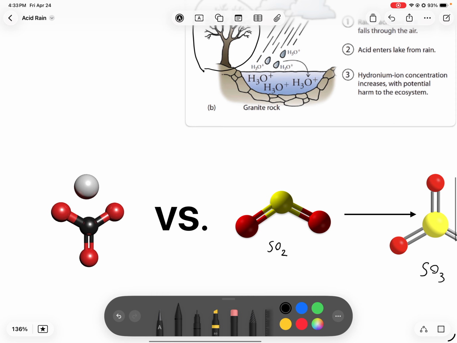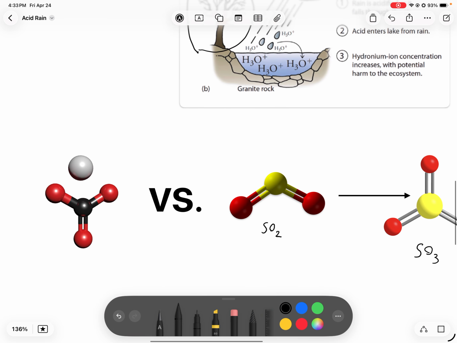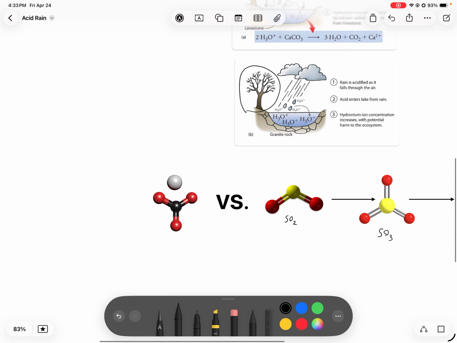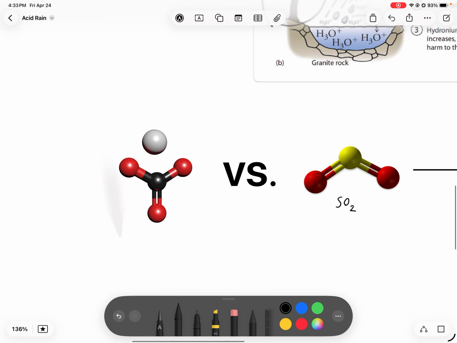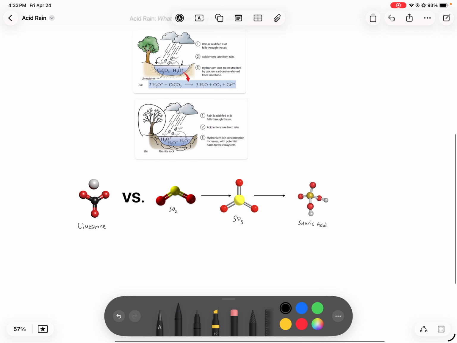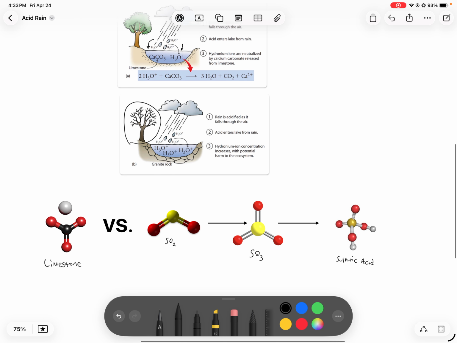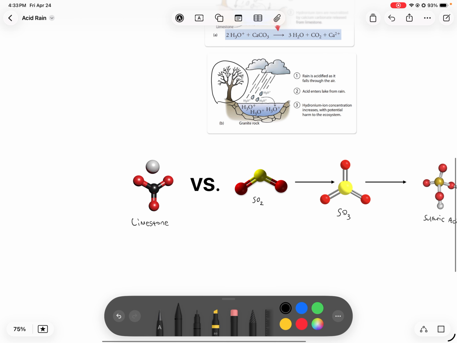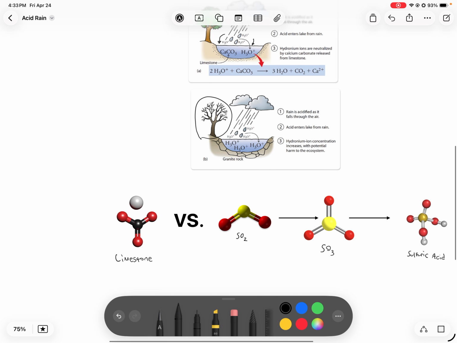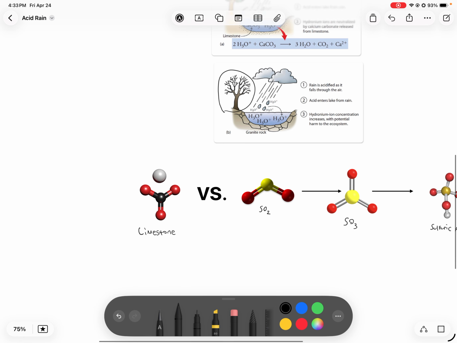Okay, so ultimately, the battle of acid rain comes down to this. We've got your limestone here. This is the 3D model of limestone for reference. And that's trying to keep out all of our harmful compounds. The sulfuric acid is what the limestone is trying to neutralize. And it's an ongoing battle that's always happening. And it can only happen if you have this limestone present in your lake.